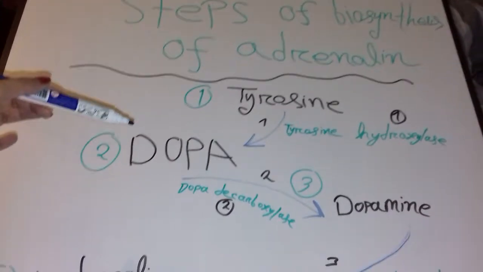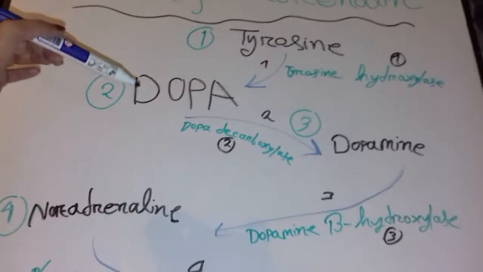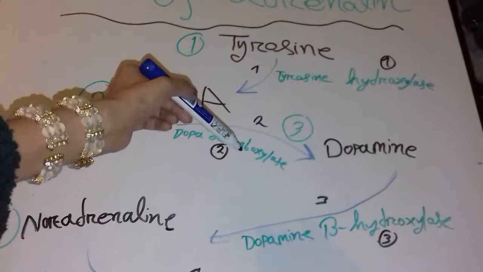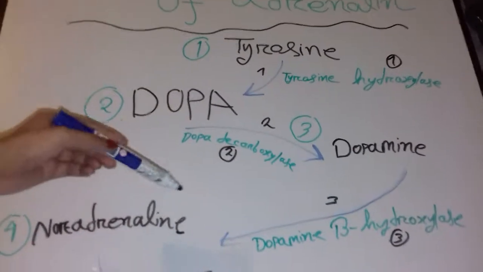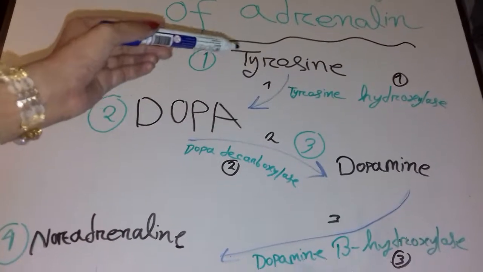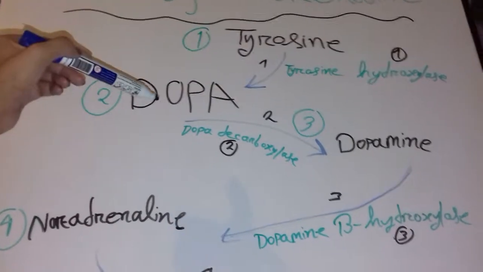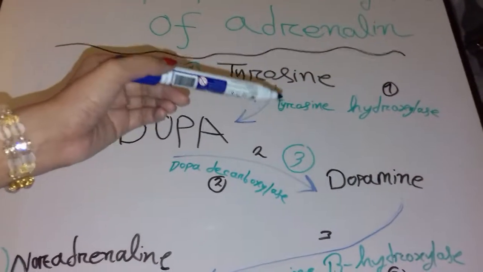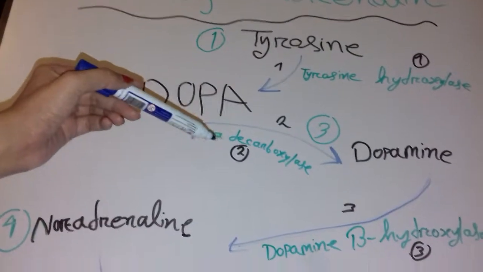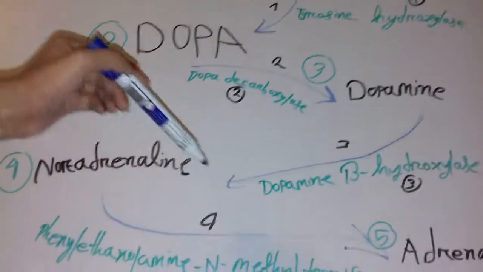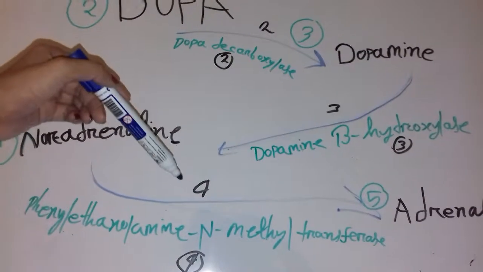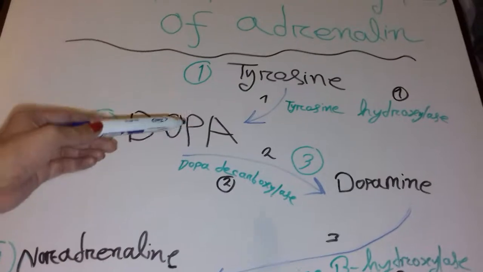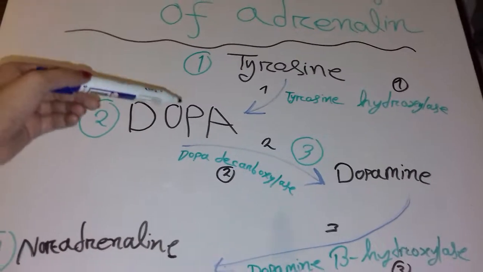Biosynthesis of adrenaline. There are 4 steps: 1, 2, 3, 4, and there are 5 products: tyrosine, dopamine, noradrenaline, and adrenaline. And there are 4 enzymes: tyrosine hydroxylase, dopa-decarboxylase, dopamine beta-hydroxylase, and phenylethanolamine N-methyl transferase. So, the first product is tyrosine.